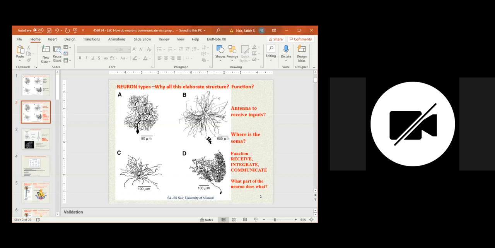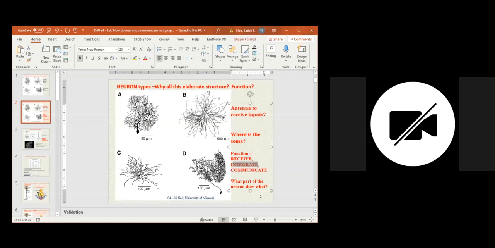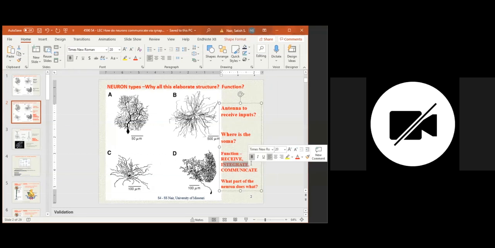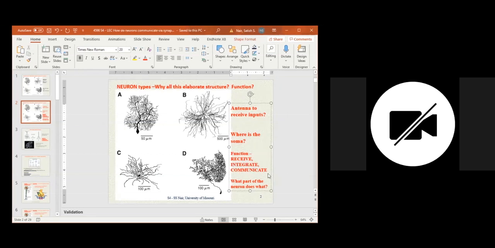So these synapses will be excitatory and inhibitory. If overall at any instant the excitation exceeds inhibition, it's possible the cell may fire. That's captured in this word integration. And then once it decides what to do, it'll communicate. So if there is a spike, it'll communicate the spike via axons. If there is no spike, it doesn't do anything. It's silent. What part of the neuron does what? What is the division of labor?